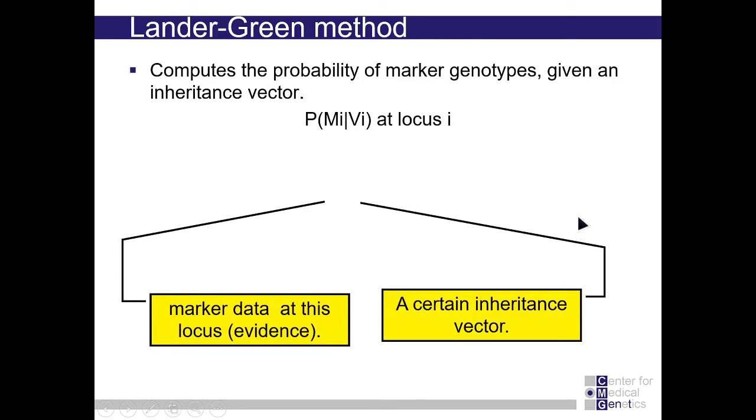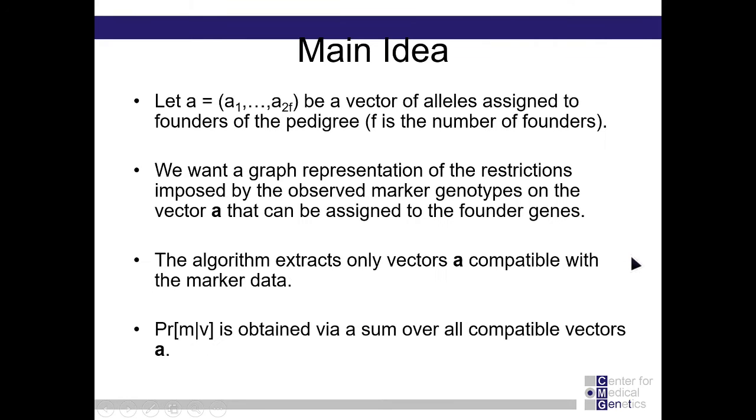Now this is another method called the Landry method. The Landry method computes the probability of marker genotypes given an inheritance vector. We have P(M_i | V_i) at locus i, where M_i is the marker data at the locus, which is your evidence, and V_i is a certain inheritance vector.